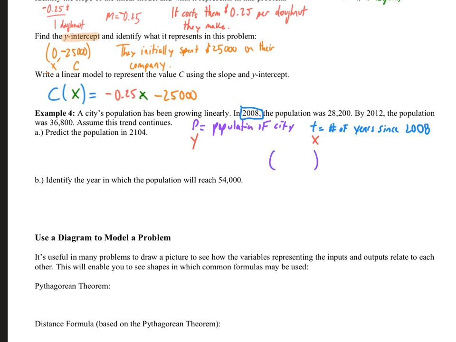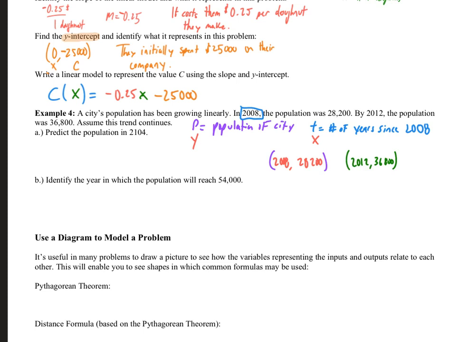It's linear. And so since the time is my x, that means the 2008 would go there, and then the population of the 28,200 would go here. Sorry. So you do need to stop and think which one's independent, which one's dependent, which one's x, which one's y. And then the other point they're giving us, right, is the 2012, 36,800.